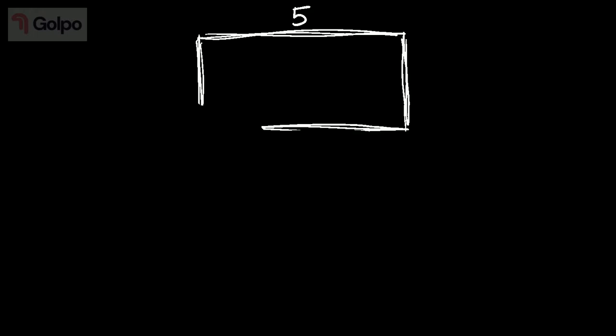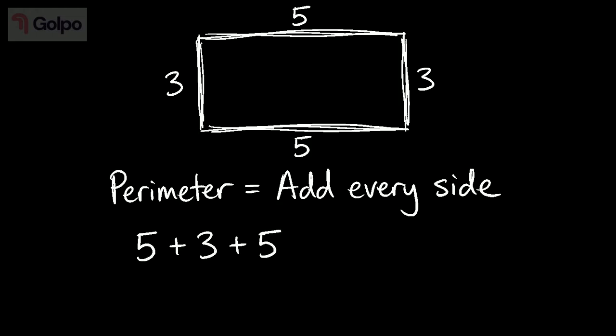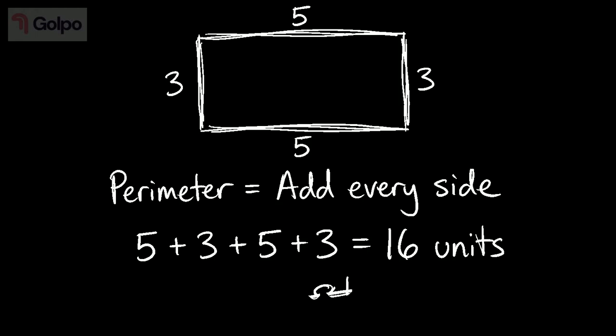Here's a rectangle that is 5 units long and 3 units wide. To find the perimeter, we add every side because we're going all the way around. Count with me. 5 plus 3 plus 5 plus 3 equals 16 units. Not 8, because 8 only covers 2 sides, not the whole outside edge.